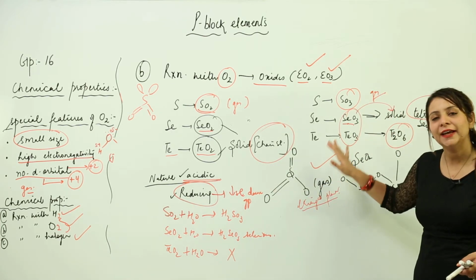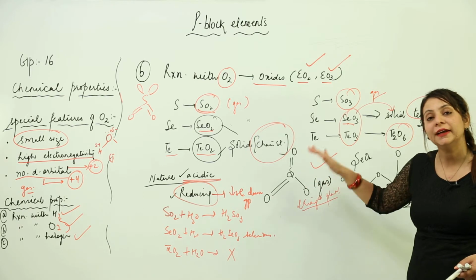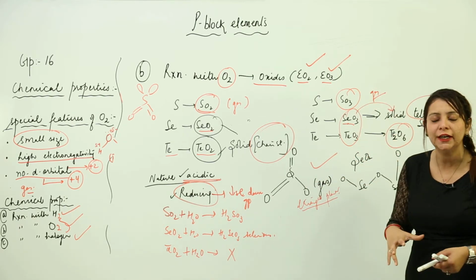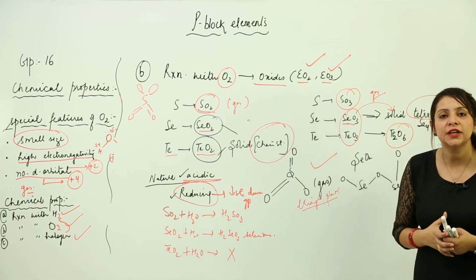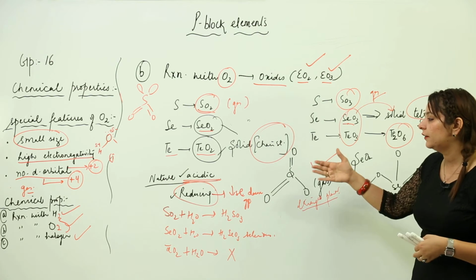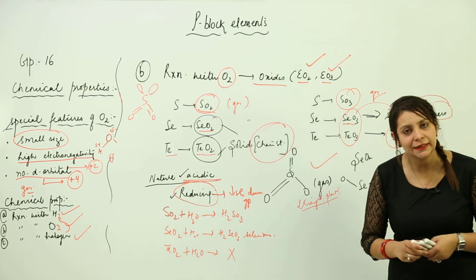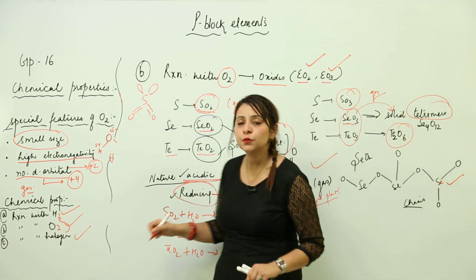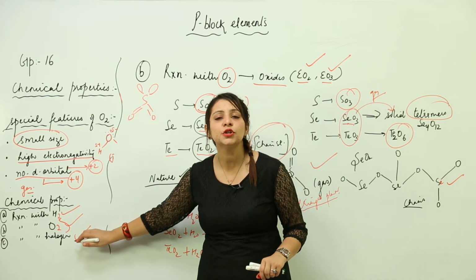The acidic character again decreases down the group, the reducing character again decreases down the group, because we see that the state is changing from gas to solid, because they exist in a chain kind of structure. That means they are strongly bonded. So the reducing and the acidic character decrease down the group. So this was the second property. Now we are going to start with another property, that is the reaction with halogen.